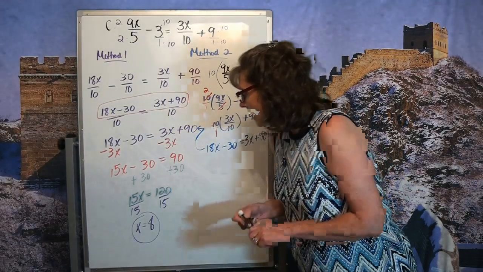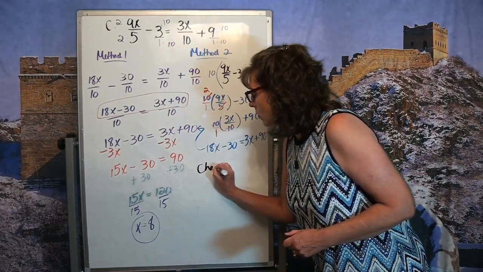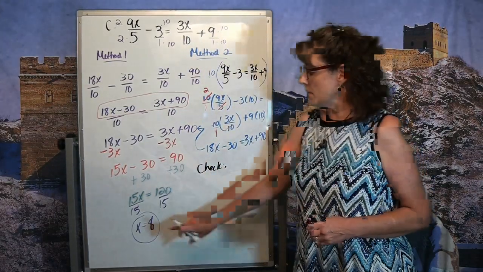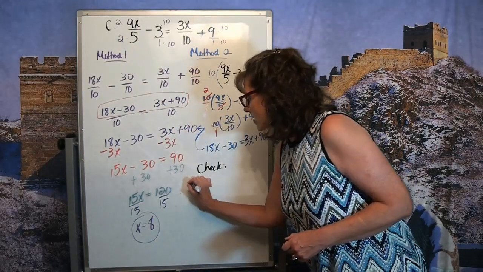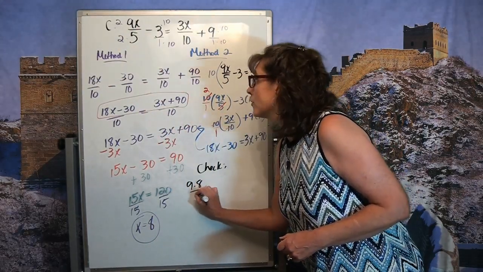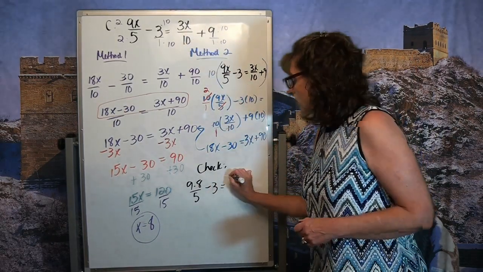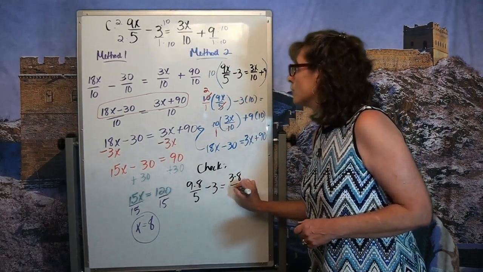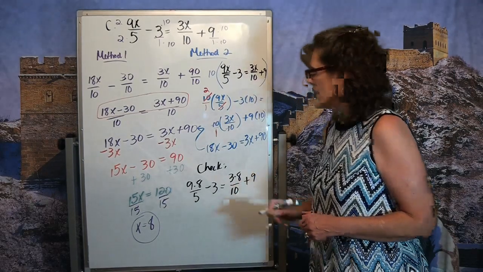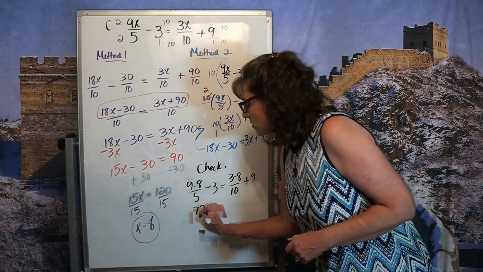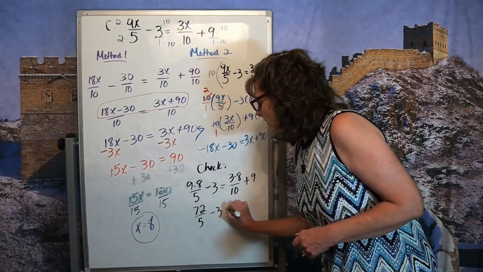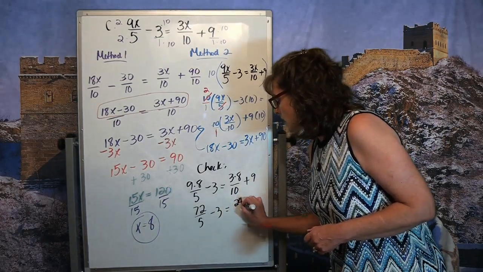Now remember, you can check this. As always, we can check. So I'm going to take that 8 and put it right here where the x is, 9 times 8 over 5 minus 3. And I'm going to put the 8 right here, 3 times 8 over 10 plus 9. 9 times 8 is 72. And over here, 3 times 8 is 24.